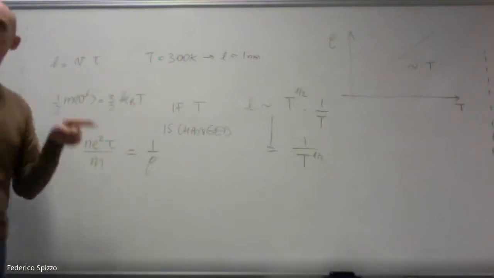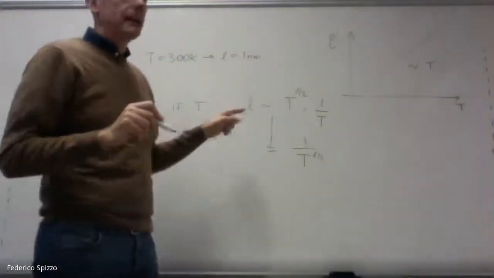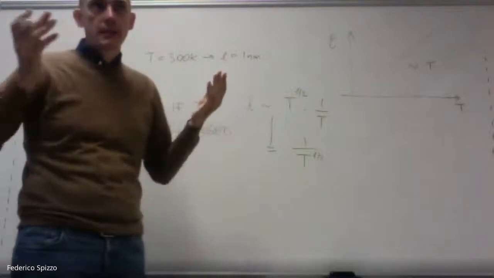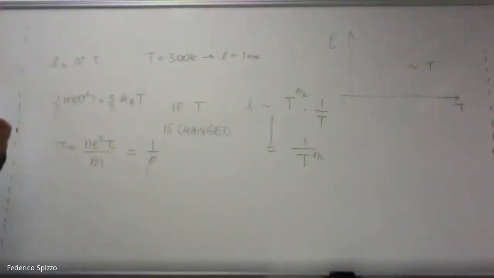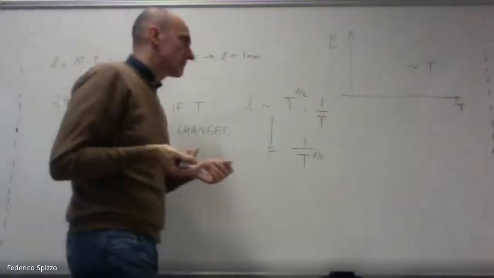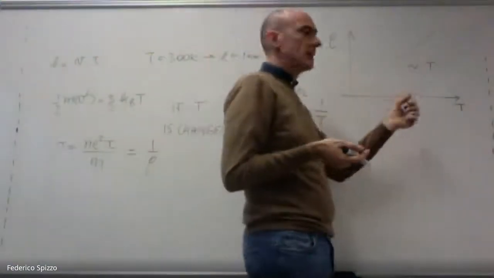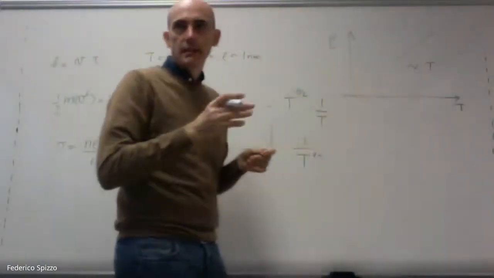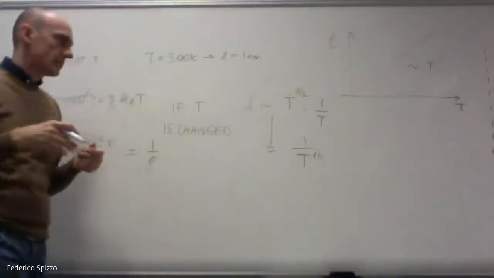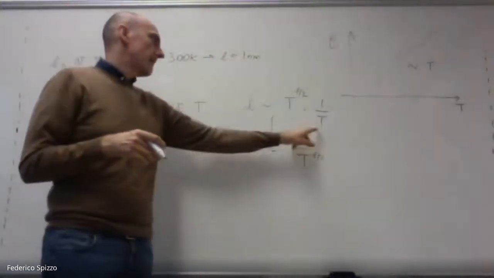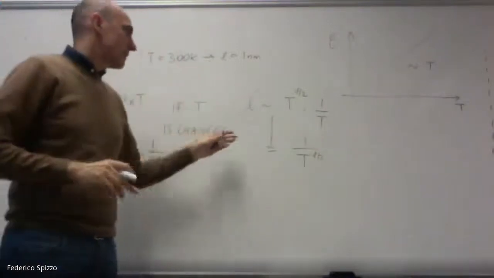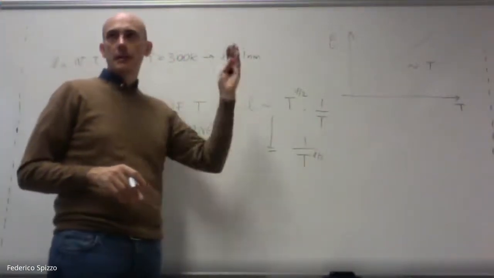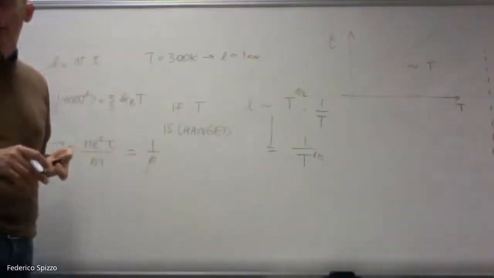So if you send T to 0, L should in principle go to infinity. Now, that will not happen, as the actual dependence of resistivity as a function of T at low temperature is slightly different, and also some other contribution may prevent this value from going to infinity. But in principle, the mean free path increases as you decrease the temperature.